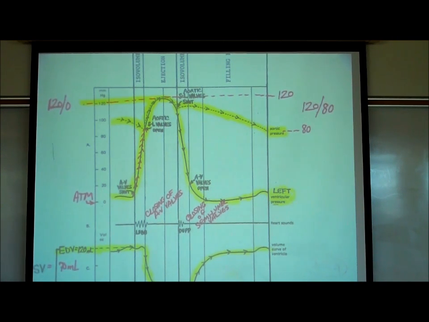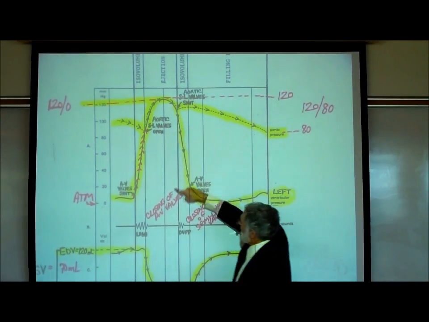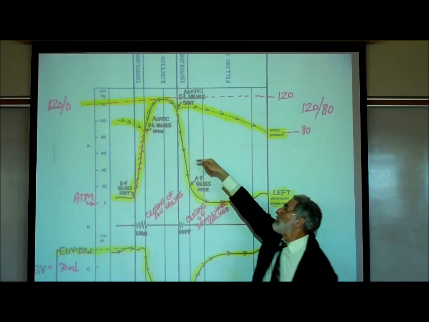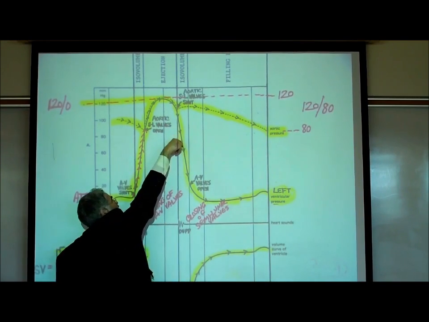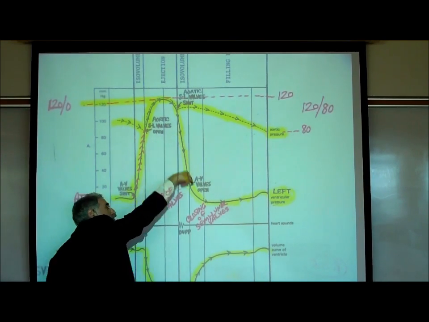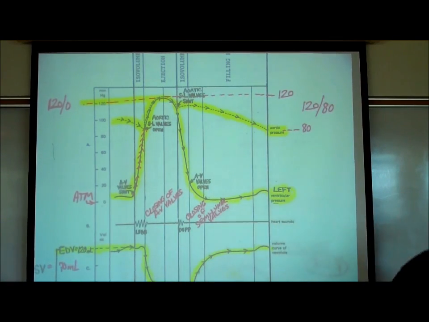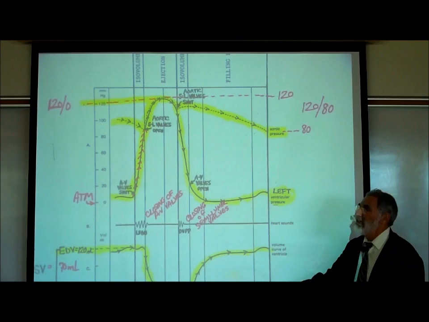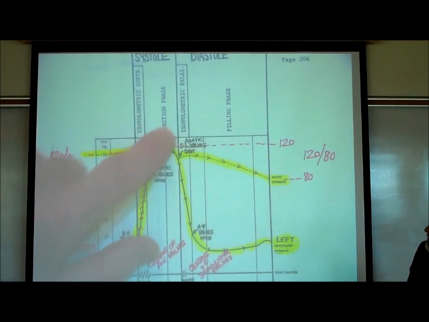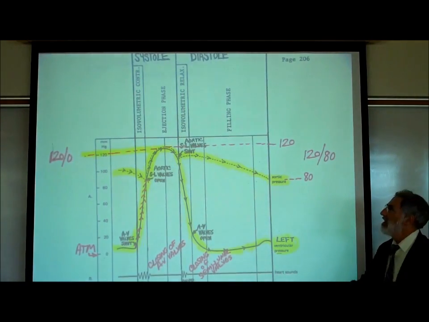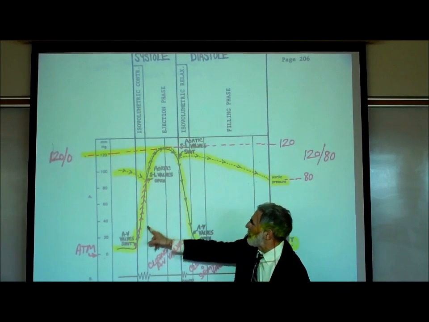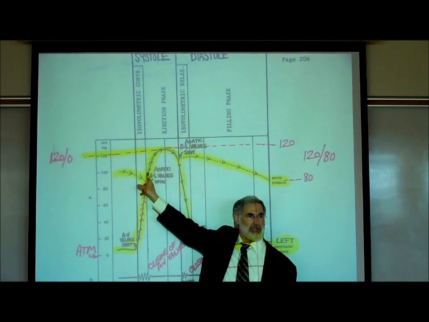And that shutting of the aortic valve creates the second heart sound right here. That's the dub sound. Now, look at what happens to the blood pressure. Can you see it just dropping precipitously? 110, 100, 90, 80, 70, 60, 50, 40, heading to zero. This is called isovolumetric relaxation. It is exactly the reverse of isovolumetric contraction.